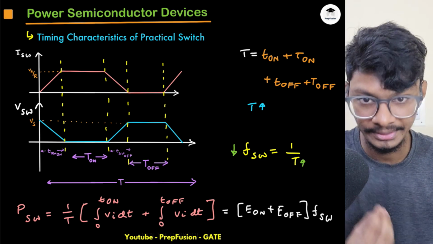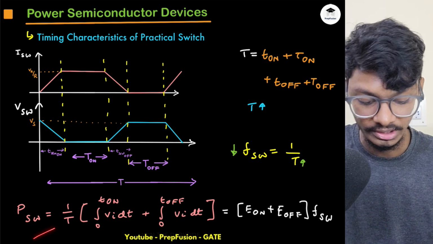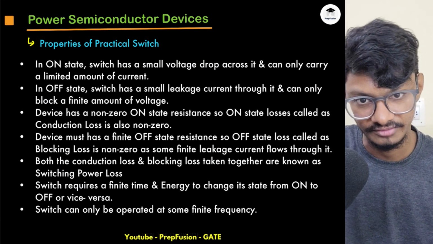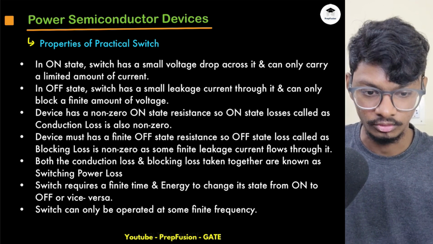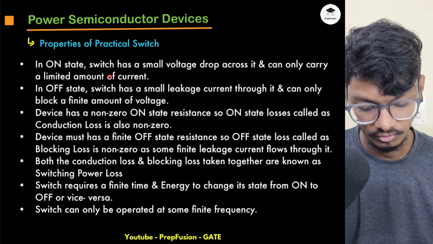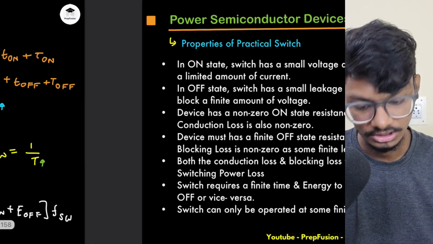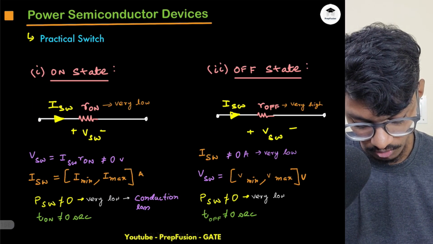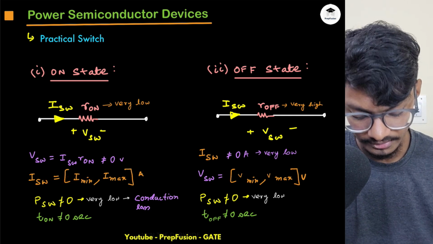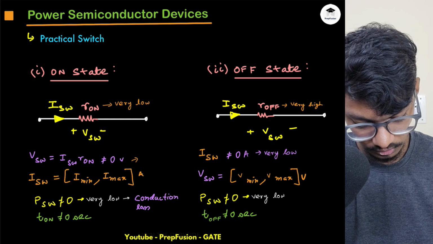So this is the timing characteristics of an ideal switch, and these are the parameters that we have to find out. So this is what we want to minimize and all these things. This you should know. So what are the properties? Again, whatever I explained in the previous sections, all those things are written in point-wise manner. So in on state, the switch has a small voltage drop across it and can only carry a limited amount of current. Okay, so in on state it has a small voltage drop, not equal to 0 but very small, but it can only carry a limited amount of current, very low.